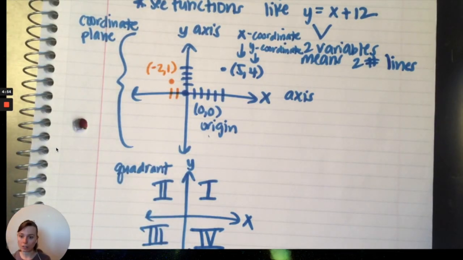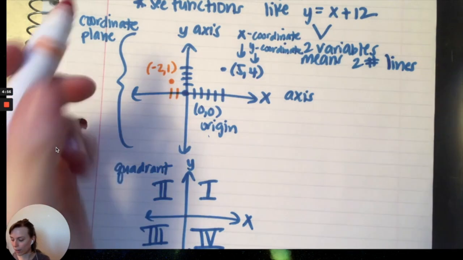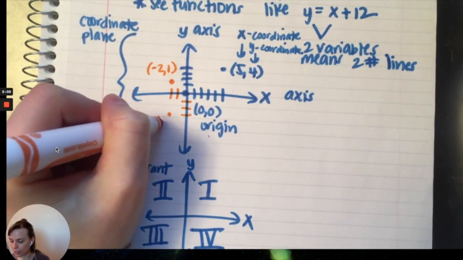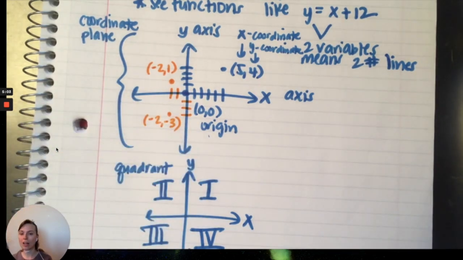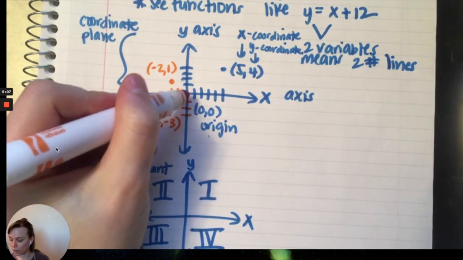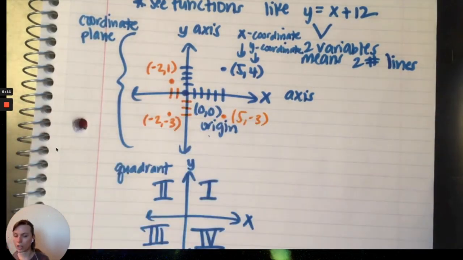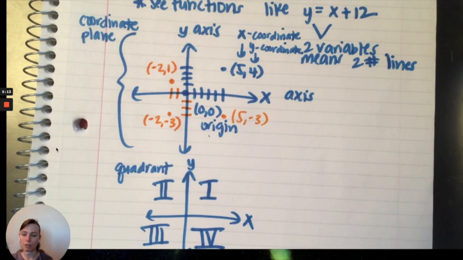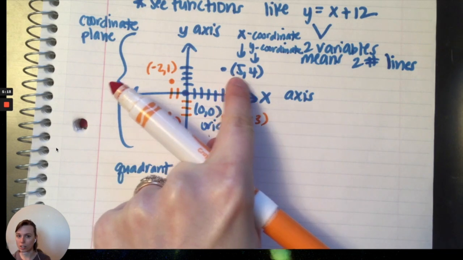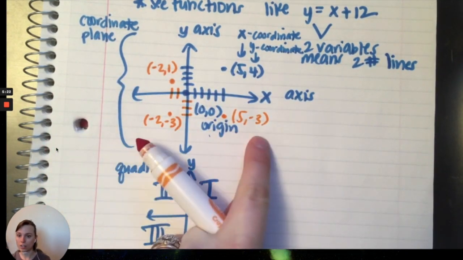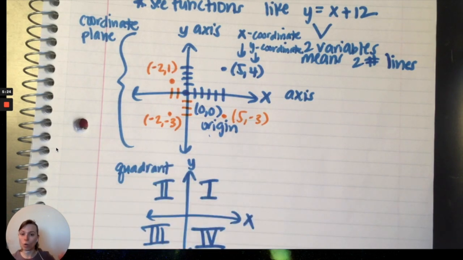Notice by going left, it's a negative in the x direction. But if I do this one, it's now -2 and a -3. I went left 2 and I went down 3. And if I go over here, this would be +5, -3. So I'm still going right 5, but I'm now going down 3, and that's what makes that negative. So notice how we have a positive, positive, negative, positive, negative, negative, positive, negative, and that pattern holds for all of those quadrants.